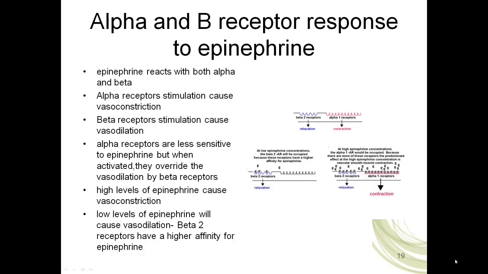When it comes to low quantities of epinephrine, beta 2 receptors will bind to it more. They have a greater affinity. This leads to relaxation, vasodilation. When there's a lot of epinephrine, huge fight or flight, more alpha 1 receptors, we get the vasoconstriction.